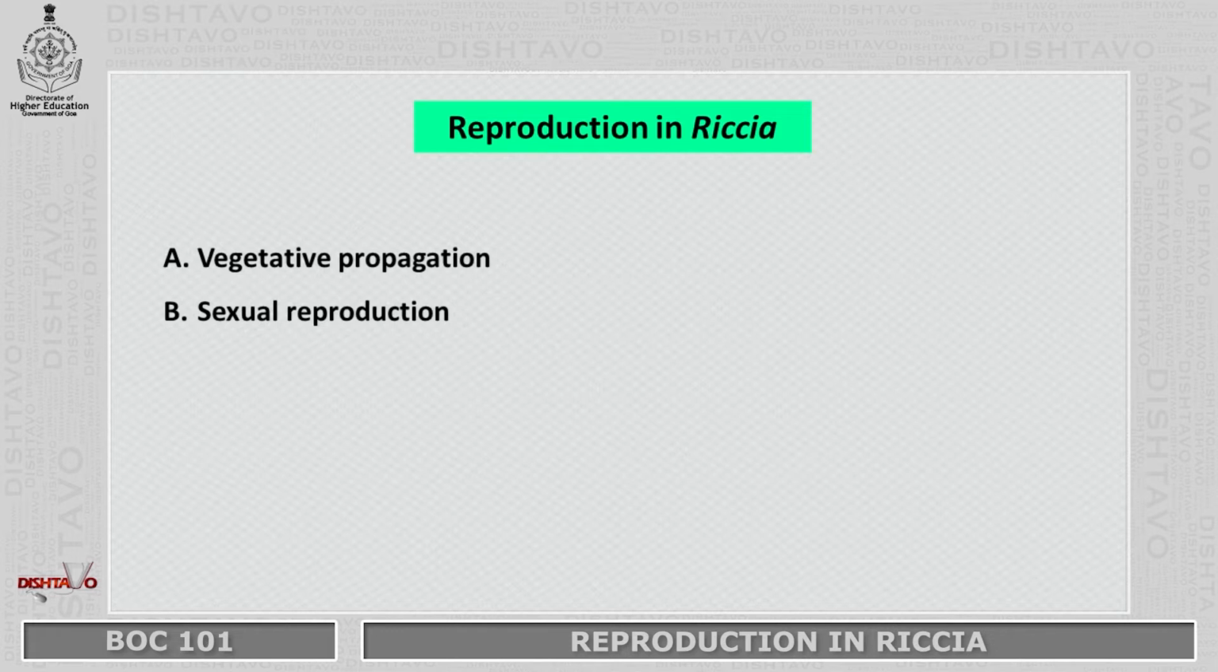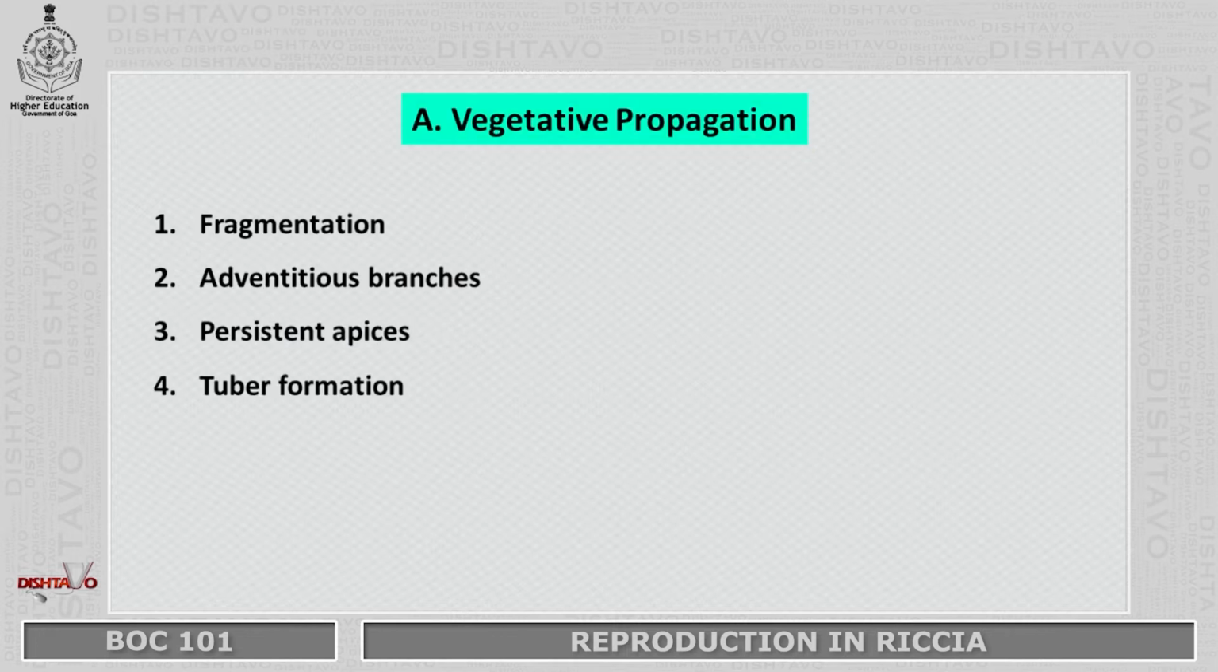Now let us discuss in detail the reproduction in Riccia, wherein we have two major modes. The first one is vegetative propagation and the second one is sexual reproduction. Let us go into the details of vegetative propagation first. We have four modes. The first one is fragmentation. The second one is adventitious branches. The third one is persistent apices. And the fourth is tuber formation.